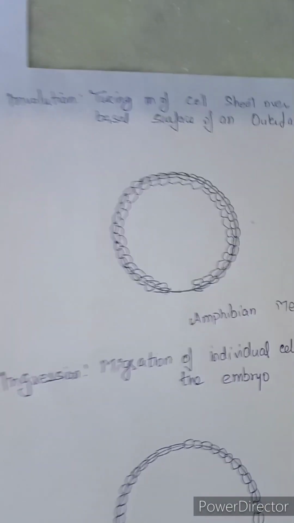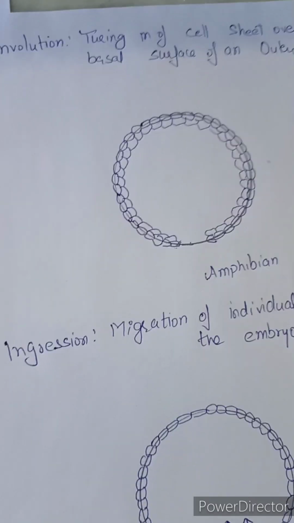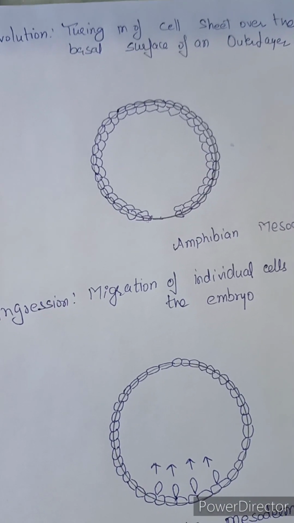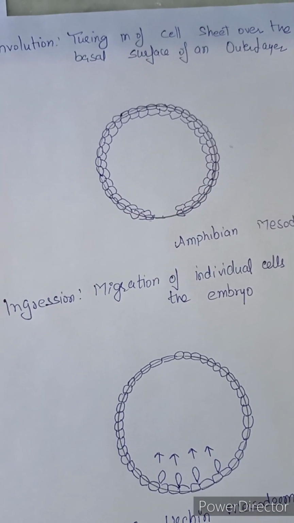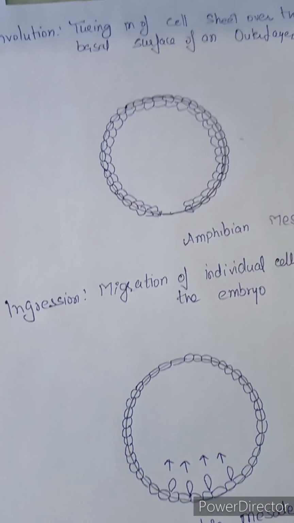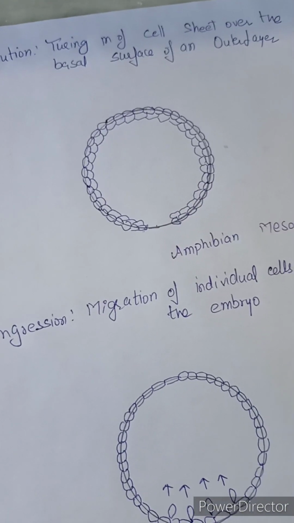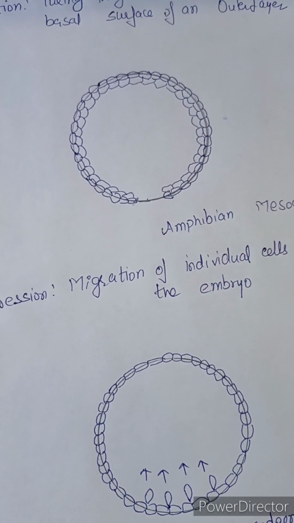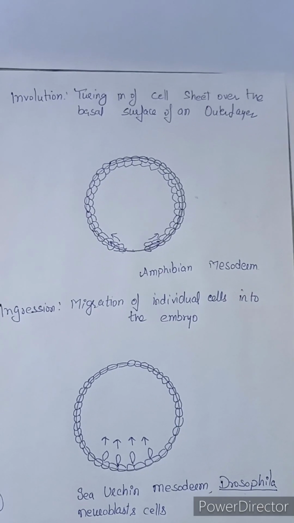If we talk about the other type of the cell movement, here involution is there. So what happens in involution? It is the turning in of the cell sheet over the basal surface of the outer layer. Here you can see that two layers of the cells are there, and with involution, enfolding of the cells results. The next cell movement is involution.